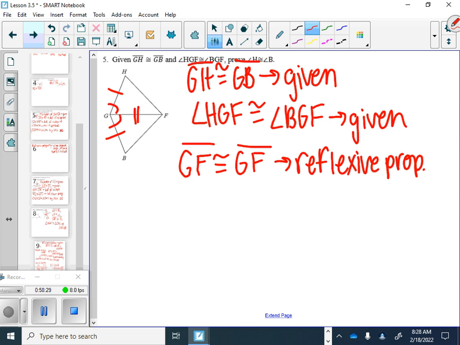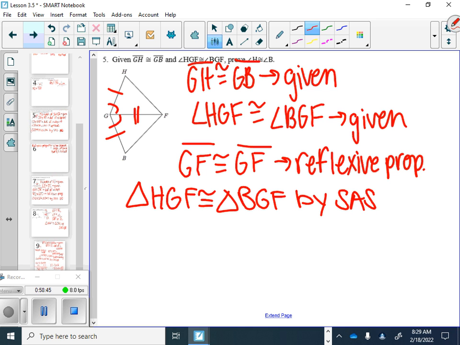So, have I proved that it's side, angle, side? Yes. Okay, so let's write that out real fast. So triangle HGF is congruent to triangle BGF by side, angle, side. Okay. But does the question ask me to prove that the triangles are congruent? No. It asked me to prove that H and B are congruent.